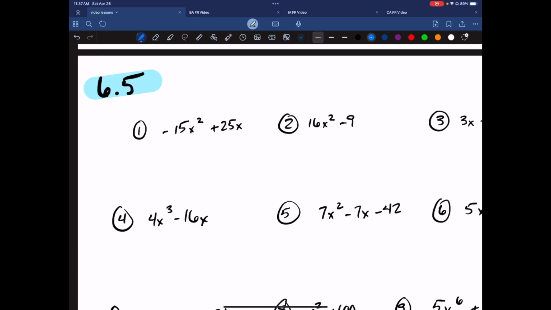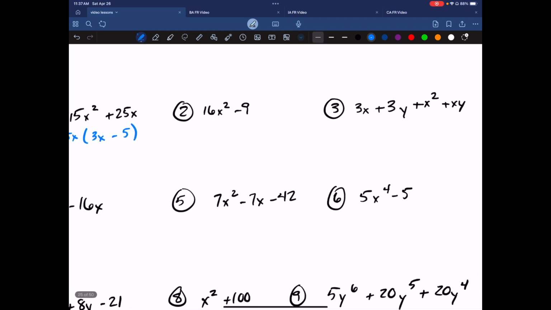Okay, number one, you should notice that I can take out at least a 5. And because that first term is negative, I don't like when my first term is negative, so I'm going to go ahead and take a negative out when I take out the 5. Also, each term has an x, so let me take out negative 5x, and that's going to leave me with 3x, and because I took out the negative, that's going to be minus 5. So negative 5x times 3x minus 5, that's what I wanted.